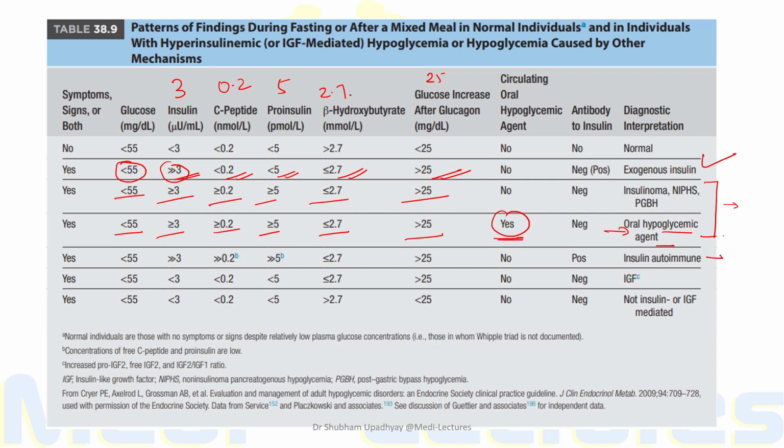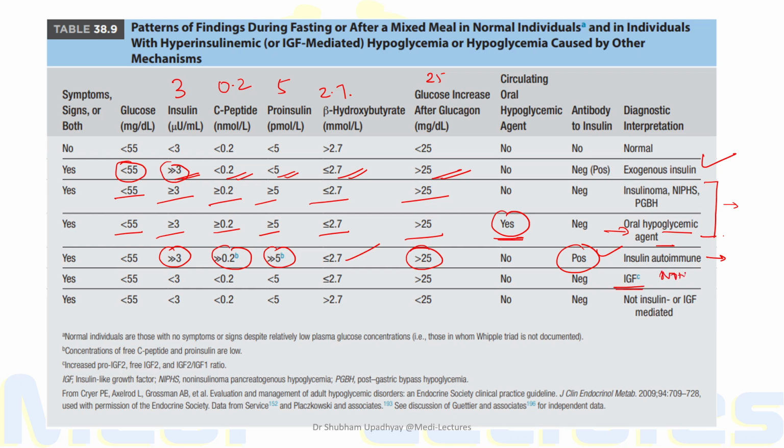What about insulin autoimmune hypoglycemia? In this also, insulin levels are high, C-peptide is also high, proinsulin also high, because this is endogenous hyperinsulinism. Beta hydroxybutyrate is suppressed, glucagon can be used as therapy, but antibodies can be identified. Either insulin or insulin receptor antibodies can be identified.